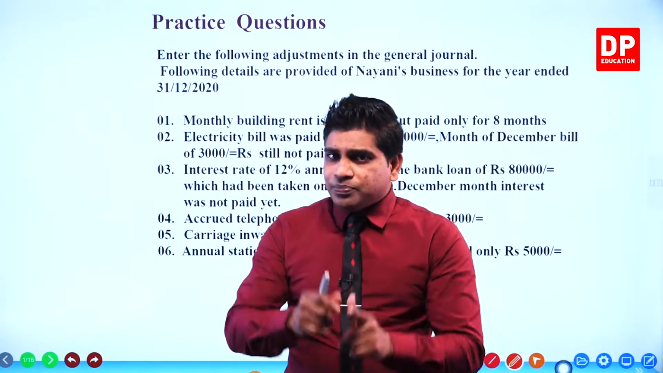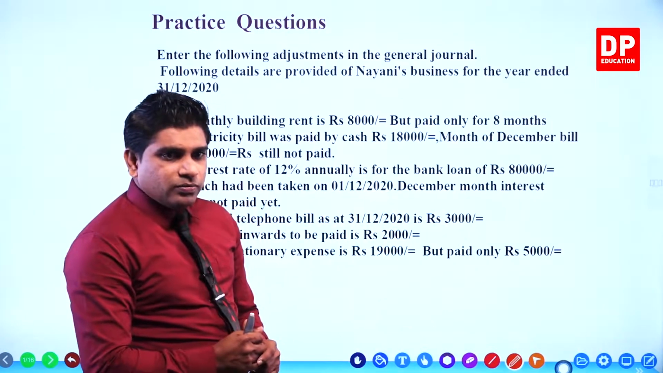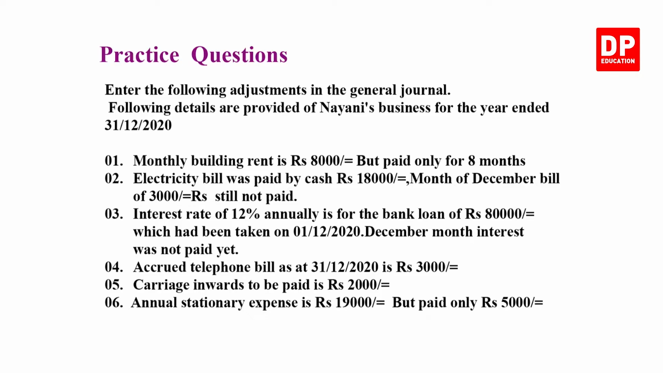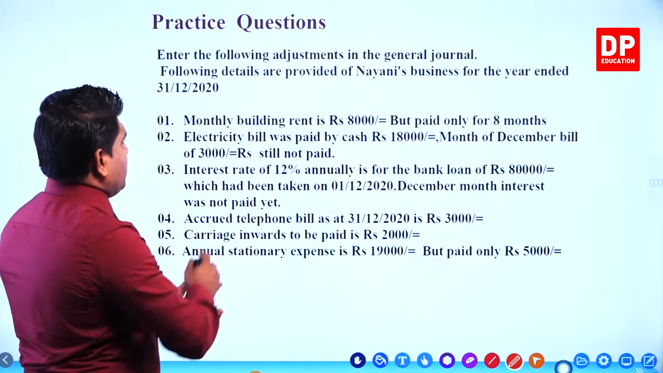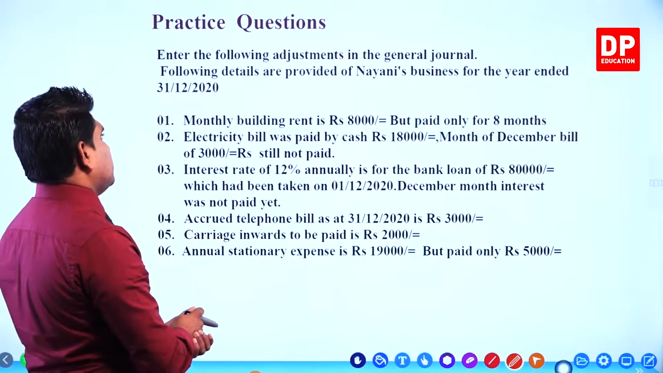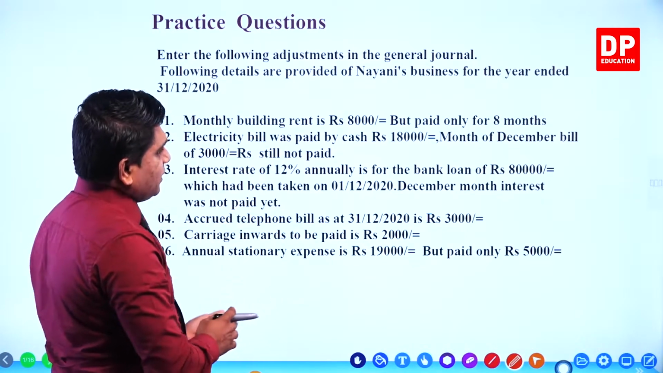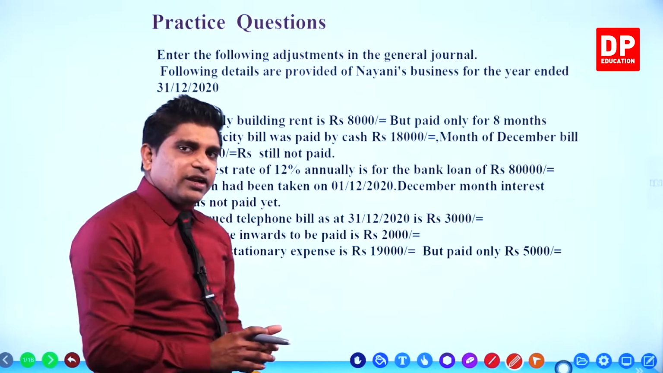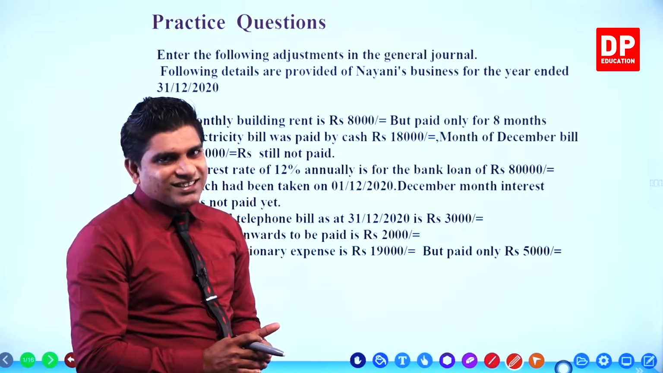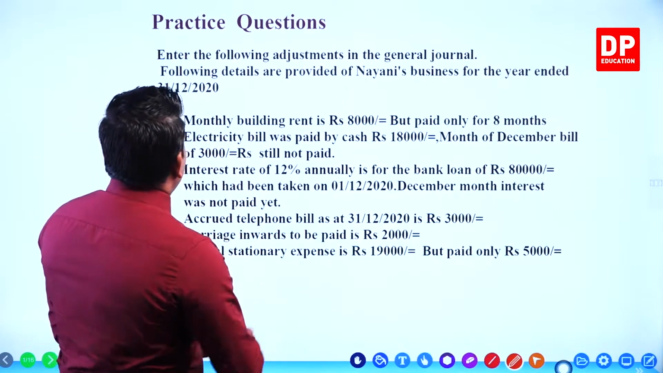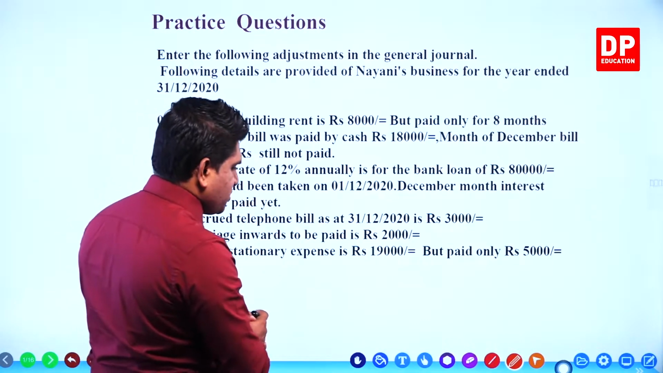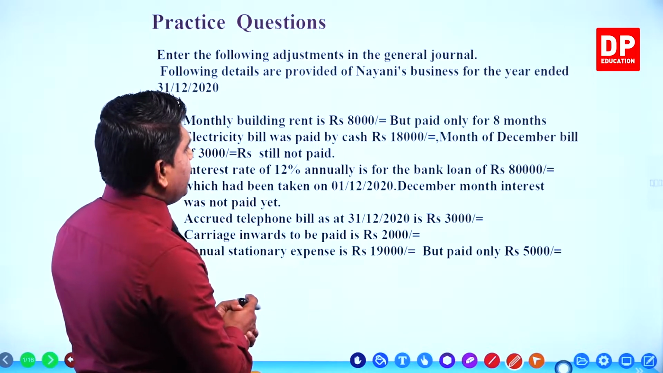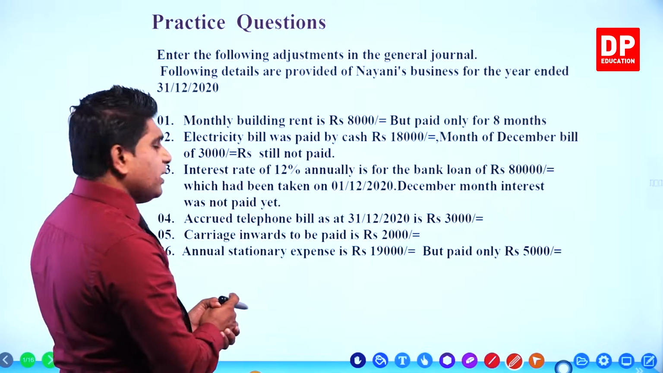Okay. Today, we go to the slide now. Practice questions. Enter the following adjustments in the general journal. Why do they ask for the general journal? Because adjustment entries are recorded in the general journal. That's why, right? Then the following details are provided of Nayanee's business for the year ended 31st December 2020.